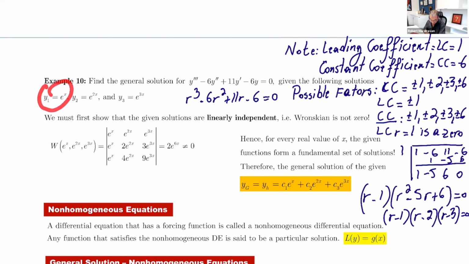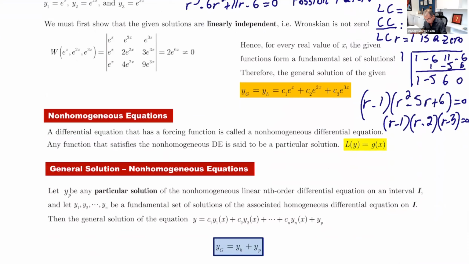That's why y1 is e to the power of 1x, y2 is e to the power of 2x, and y3 is e to the power of 3x. Next step, the Wronskian. You take the first derivative and the second derivative, and so on. If you solve that, you get 2e to the power of x, which is never 0. So then the general solution, the homogeneous solution, using the superposition principle, can be written as c1 e to the x plus c2 e to the 2x plus c3 e to the 3x.